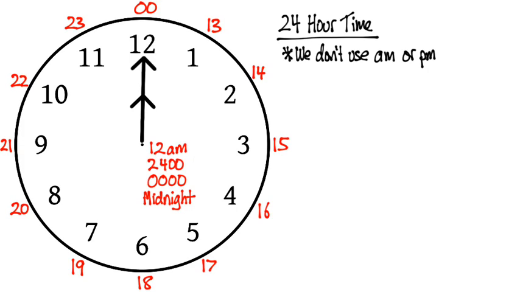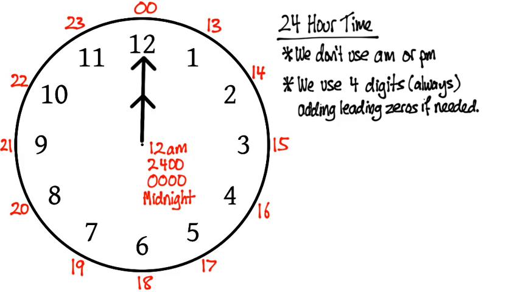So a couple of things when we're using 24-hour time, we don't use AM or PM. We just use 4 digits. Okay, so the first 2 digits represent the hours, the second 2 digits the minutes. And if we need to, we add a 0 in front. We call it a leading 0 to make up the 4 digits.